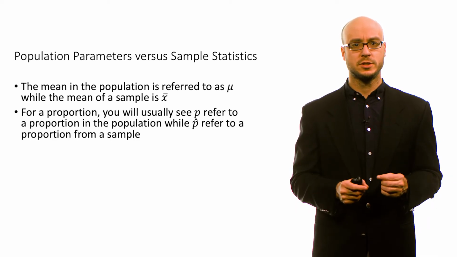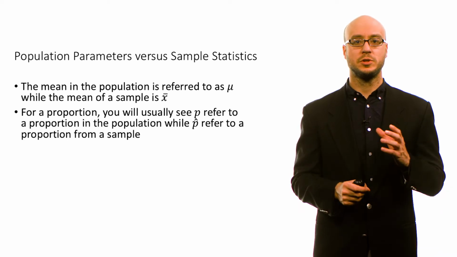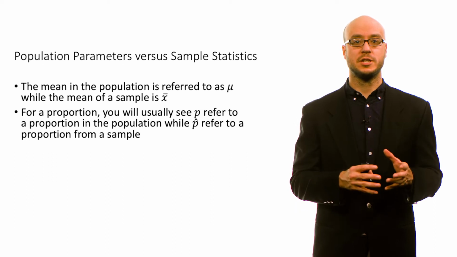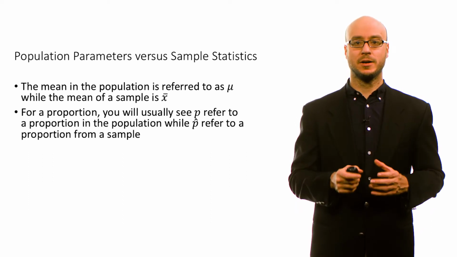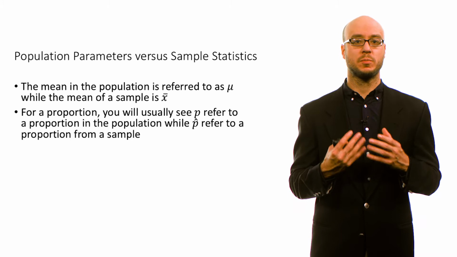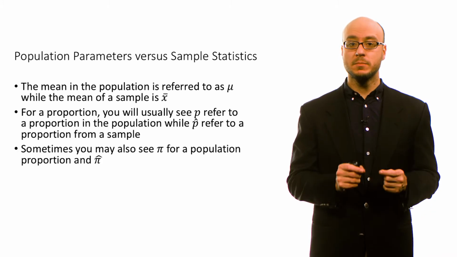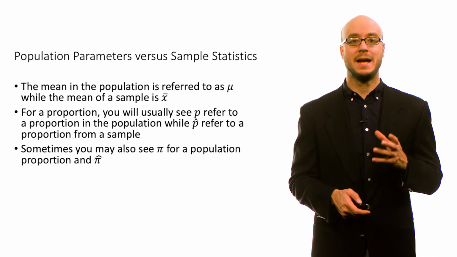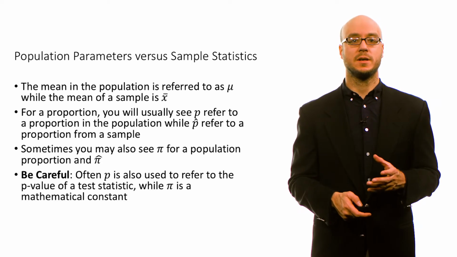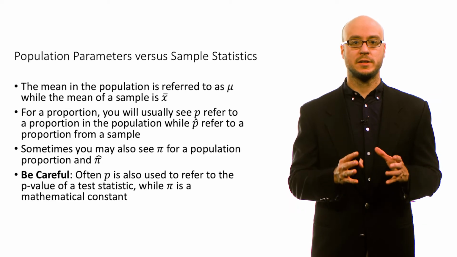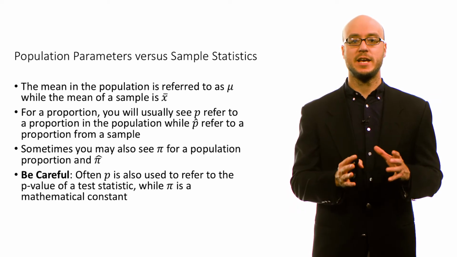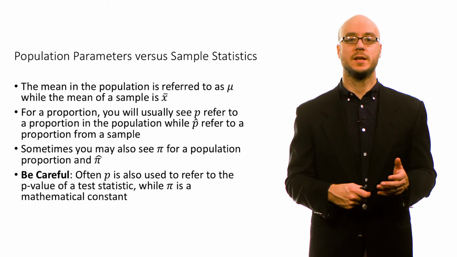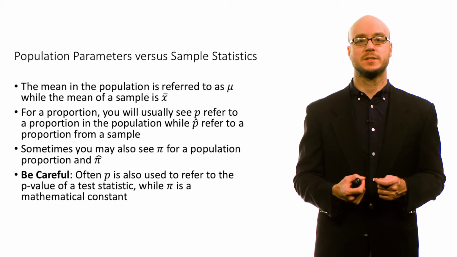For proportion, there's a slight difference. You will usually see p refer to a proportion in the population, while p hat, a p with a little caret over it, will refer to a proportion from a sample. However, sometimes you may see pi, the Greek letter pi, for a population proportion, and pi hat for a sample proportion. Just to be clear here, this is one slight deviation from this general rule that we have Greek letters for population parameters and Latin or Roman letters for sample statistics.